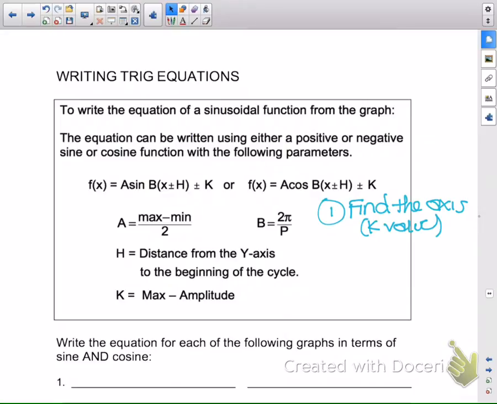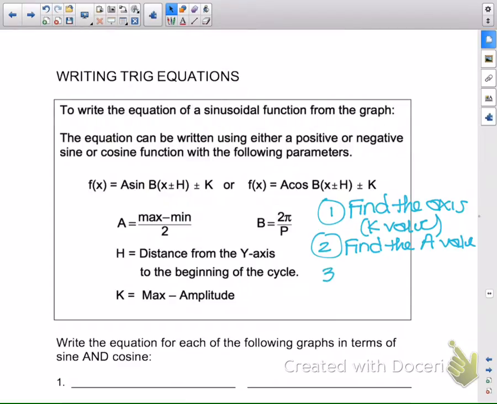After finding the axis, step 2, find the A value. The A value is the distance from the axis that you've drawn in step 1 up to the top or down to the bottom of the curve. Either one.